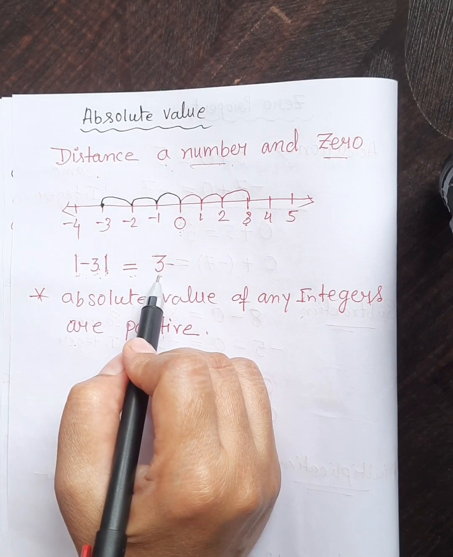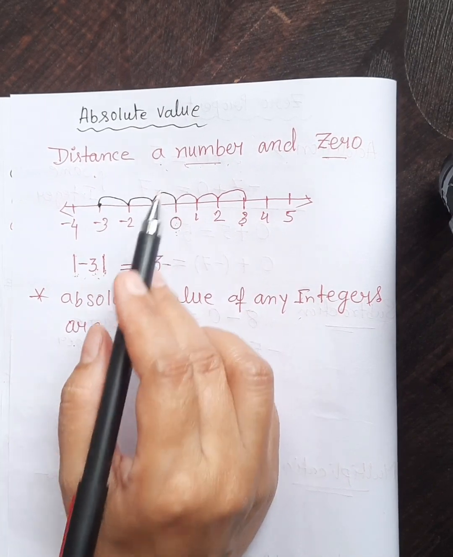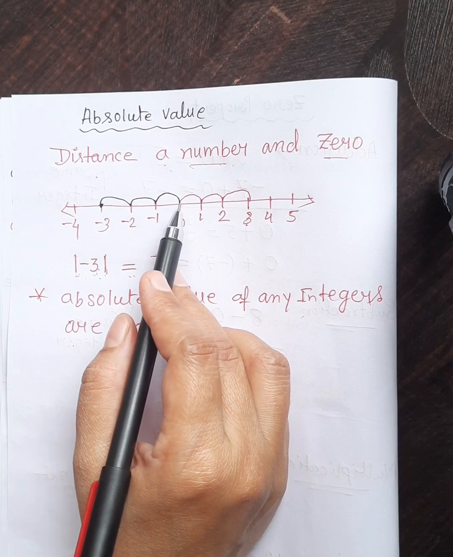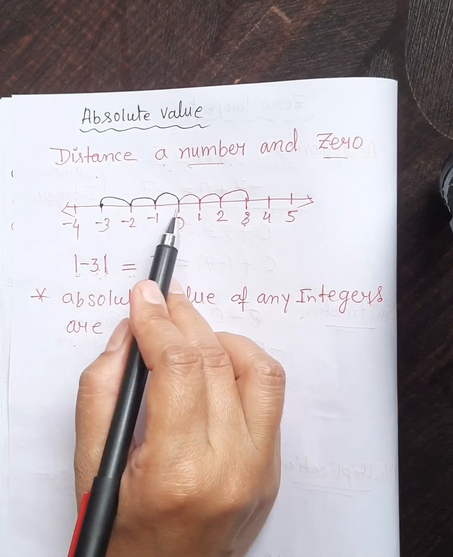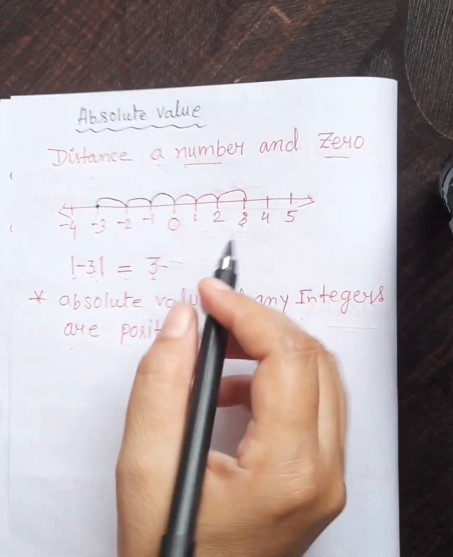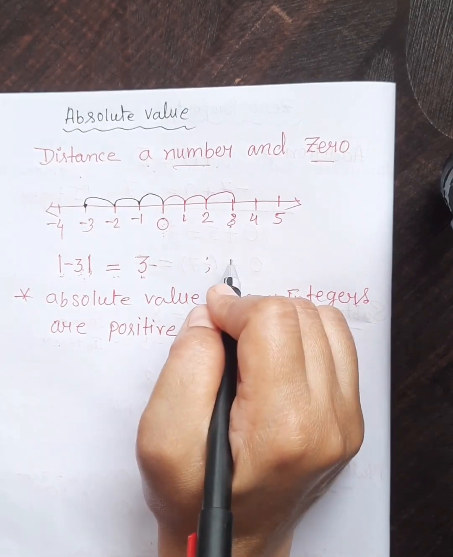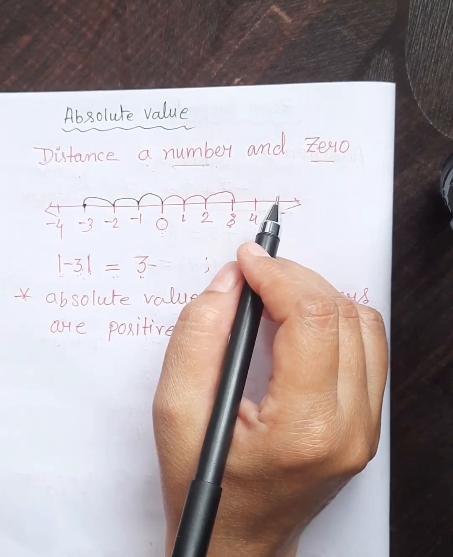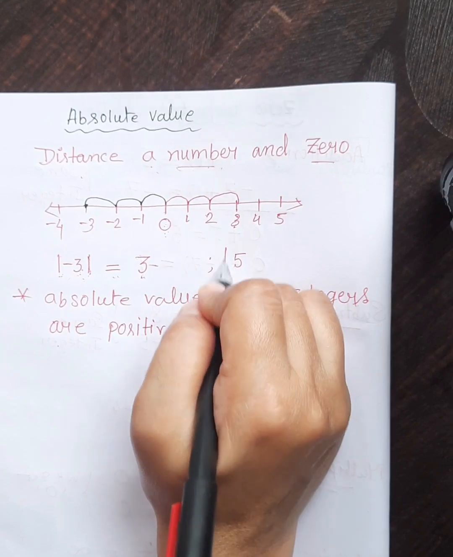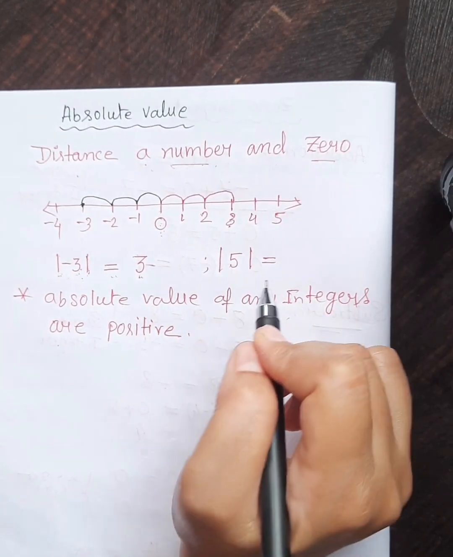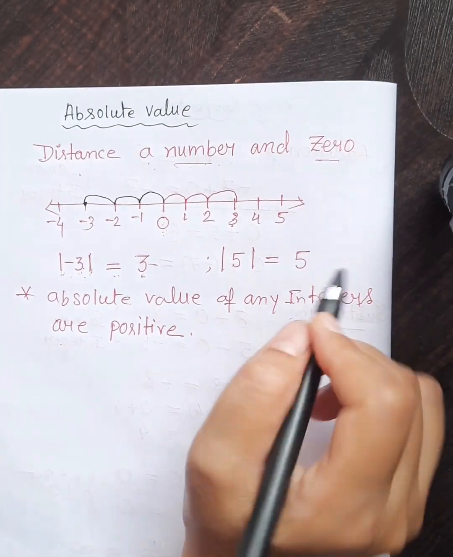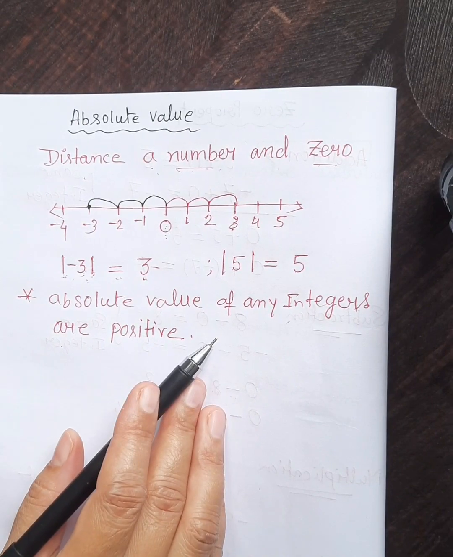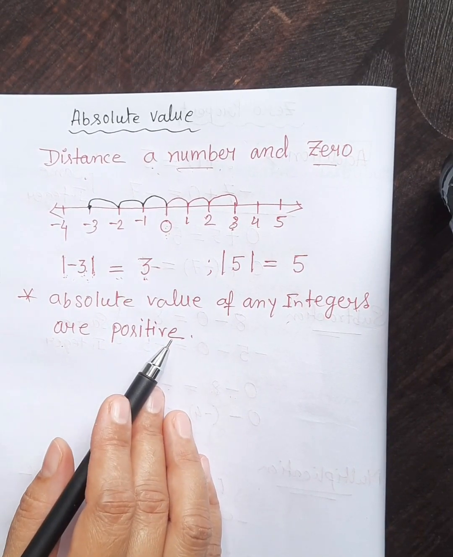What is the absolute value? The distance between the given integer and 0. So if I take any positive integer, suppose 5. Find the absolute value of 5. This is 5 because the absolute value of any integer is positive. Clear?